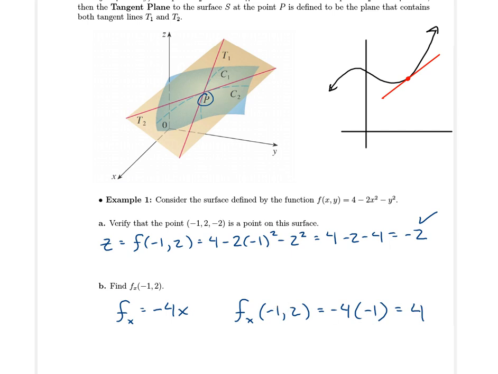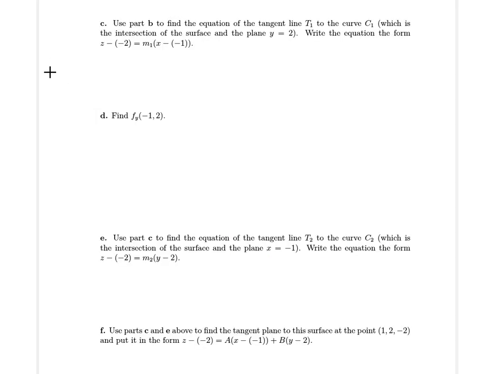Now on the next page here, we're going to do one more thing with this. So let me just write the answer we got on the previous page there. So it says in part B, we want to find the equation of the tangent line to the curve C1, which is the intersection of the surface and the plane y equals 2. In other words, we're holding y at 2, right? We're freezing that, and we're saying, what curve do I get when I hold y at 2? And then we want to come up with the equation of the tangent line for that.